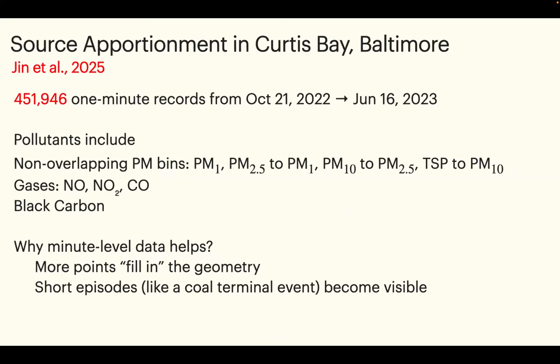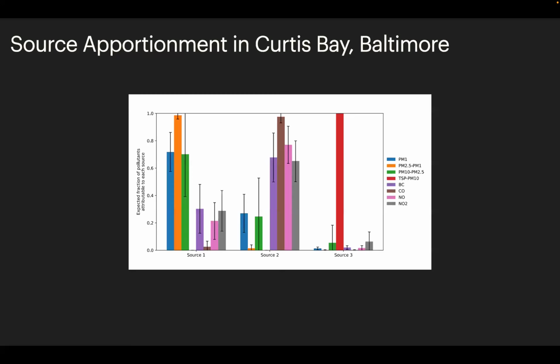So coming back to the Curtis Bay data, we had 500,000 one-minute records of 8 pollutants. And the minute-level data is important because you have more data to fill up the point cloud. And then short episodes, like a coal terminal event, can be detected by minute-level data that cannot be detected by hourly data.